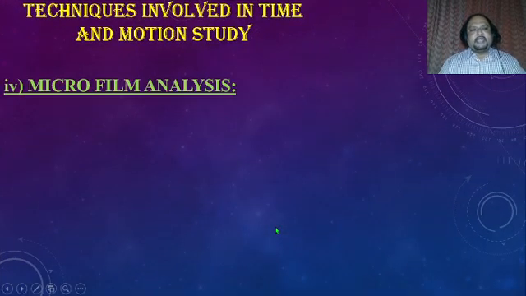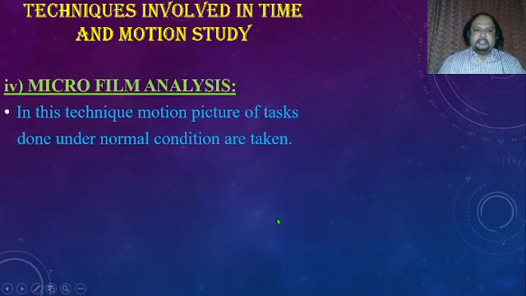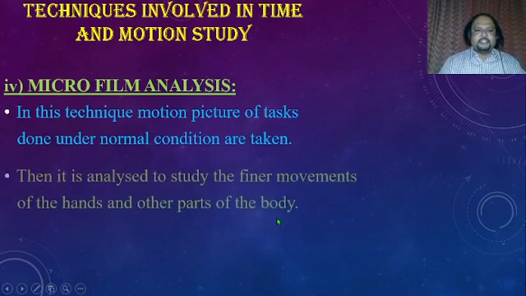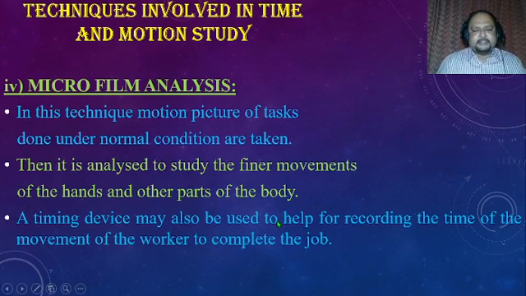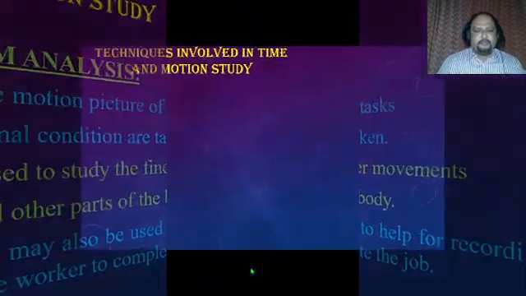In this particular slide, we will discuss the fourth technique involved in time and motion study, and the fourth technique is microfilm analysis. In this technique, motion pictures of tasks done under normal conditions are taken. So a motion picture is taken, then it is analyzed to study the finer movements of the hands and other parts of the body. A timing device may also be used to help record the time of the movement of the worker to complete the job.